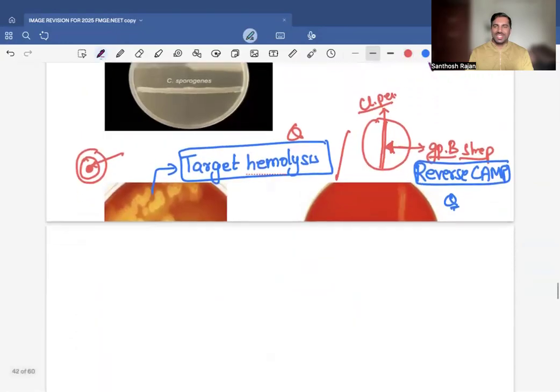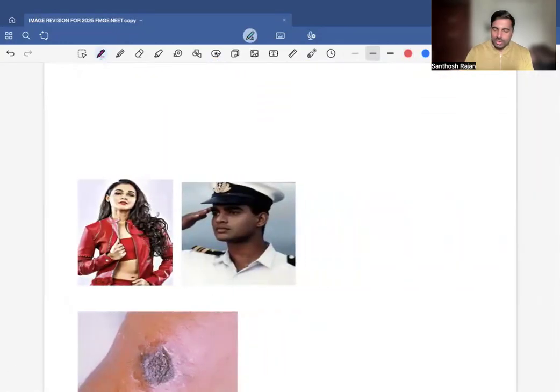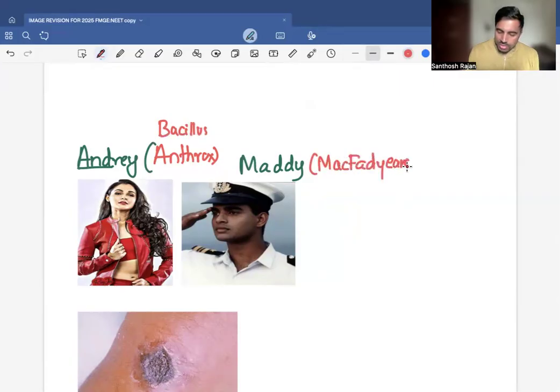I'm going only through the reactions, only the pictures. Here is our beautiful one. Whenever you see this girl, Andrea, very simple. Andrea because it is anthrax. Andrea sounds like anthrax, Bacillus anthracis. And Maddie, because there is only one reaction for this, which reaction? McFadden's reaction, that is only for anthrax, Bacillus anthracis.